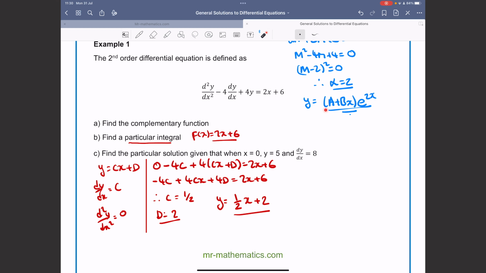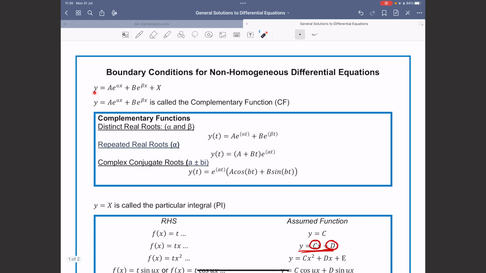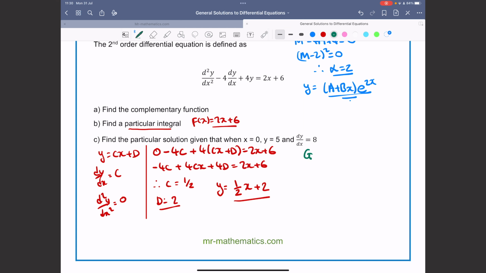So now we have the complementary function and our particular integral. We can put these together, so we have a general solution in this form. The general solution then will be y is equal to, and I'm going to expand out these brackets, a e to the 2x plus bx e to the 2x plus 1/2 of x plus 2. The complementary function plus the particular integral. So all that's left for us to do is to find the values of these arbitrary constants a and b.